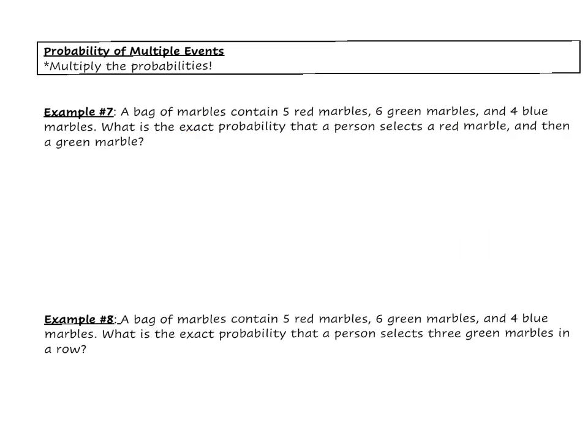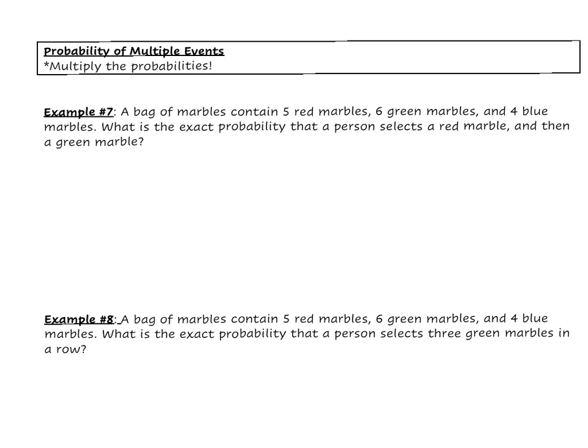Okay, next I'd like to discuss the probability of multiple events. So let's just talk about example 7. A bag of marbles contains 5 red, 6 green, and 4 blue. What is the exact probability that a person selects a red and then a green marble? Honestly, all you have to do with these problems is just multiply. We're doing this more than once, so we have to multiply the different possibilities.